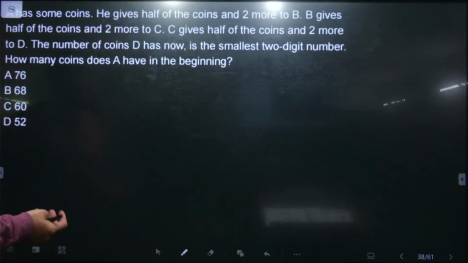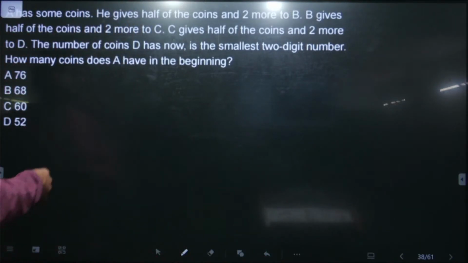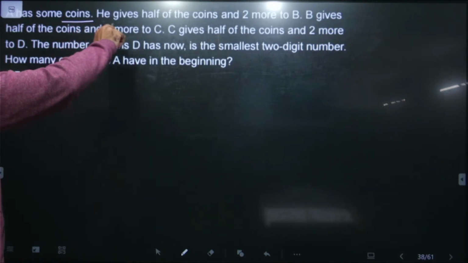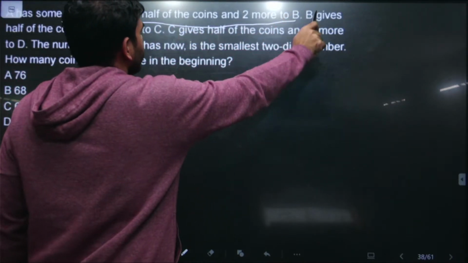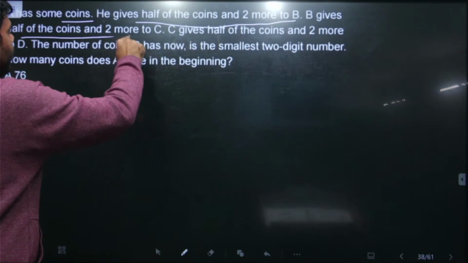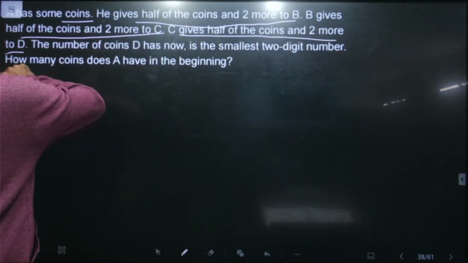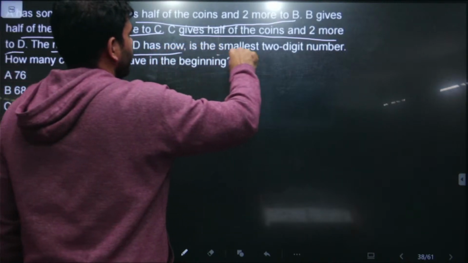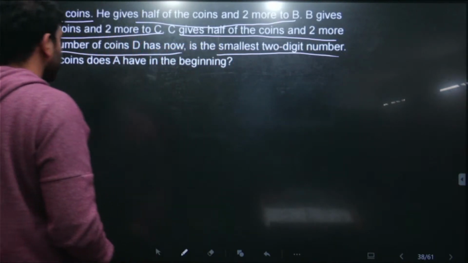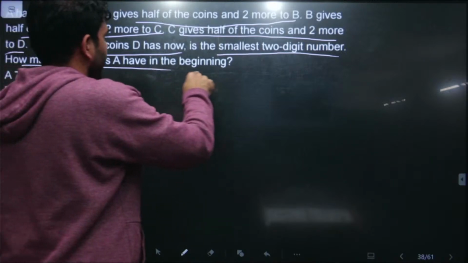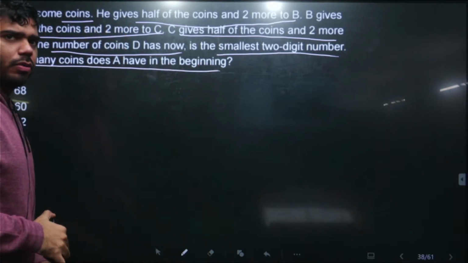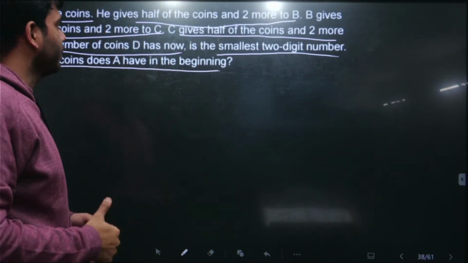Right, so this is the next question. This question is saying A has some coins, he gave half of the coins and 2 more to B. B gave half of the coins and 2 more to C. C gave half of the coins and 2 more to D. The number of coins D has now is the smallest 2-digit number. How many coins does A have in the beginning? Simple question, a very, very simple basic question of this number system.